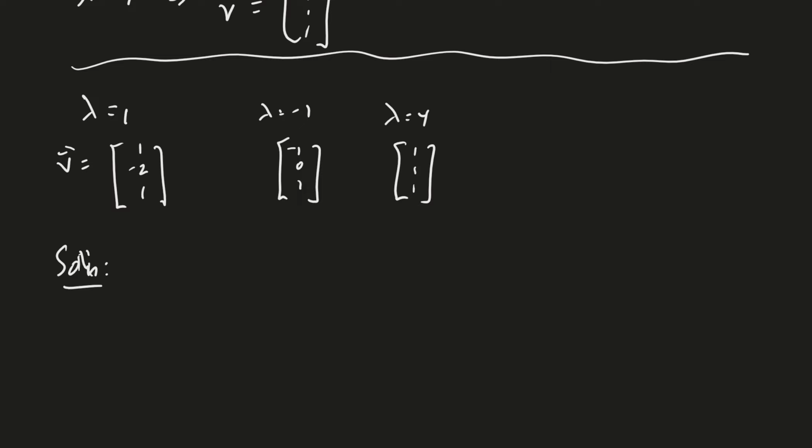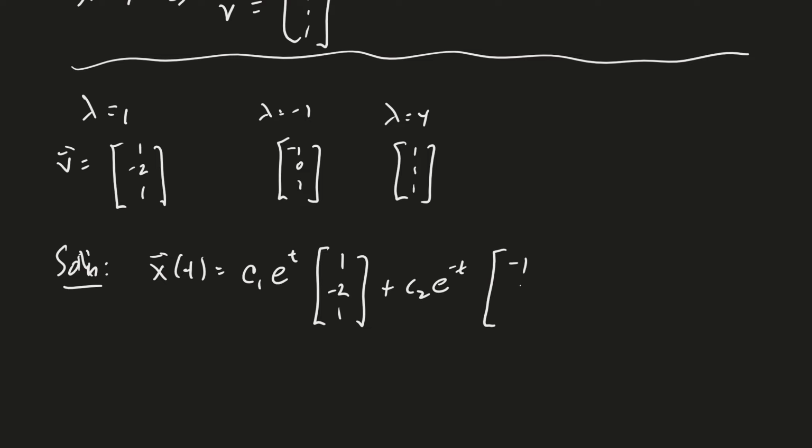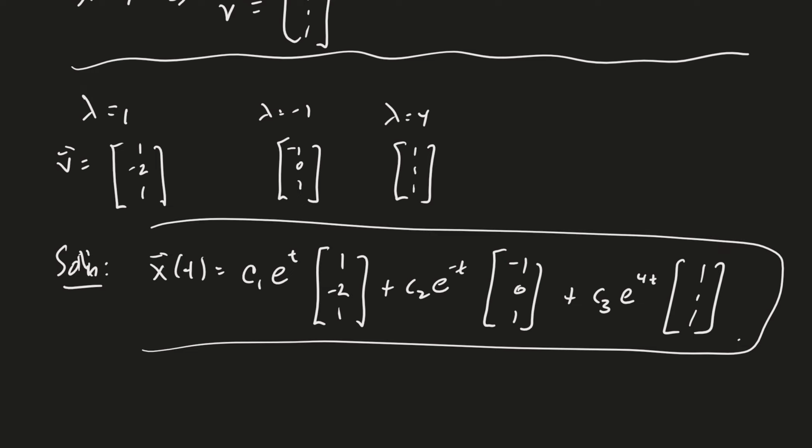Good. So therefore the solution, do you remember how to do this? X of t is going to be c1 e to the lambda t, which in this case is just e to the t, times v, which is 1, minus 2, 1, plus c2 e to the minus t times minus 1, 0, 1, plus c3 times e to the 4t, 1, 1, 1. Good. And so this now is the general solution for the 3x3. Yay, boy, that took us the whole 10 minutes there, didn't it?